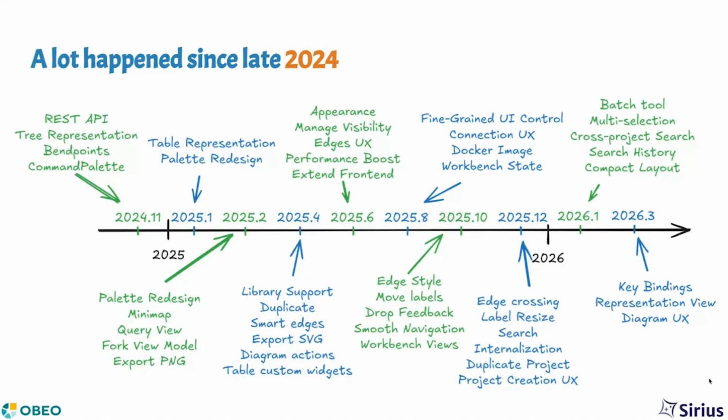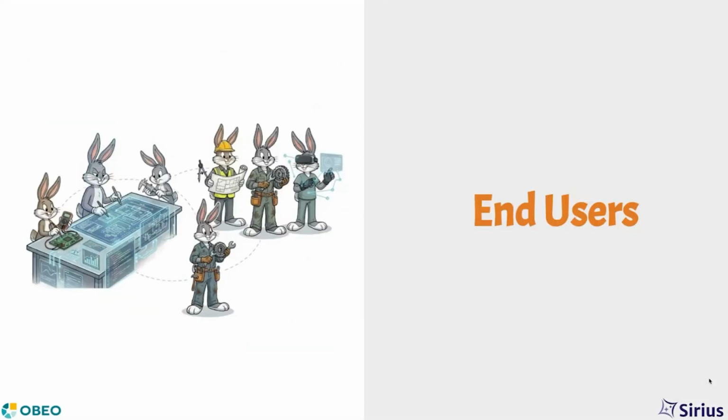So since the end of 2024, Sirius Web has evolved very quickly in various directions. We've introduced continuous improvements in usability, diagram editing, performance, new representations, and also worked on its extensibility. And we choose to start with end users because many of the recent improvements are immediately visible in day-to-day usage.